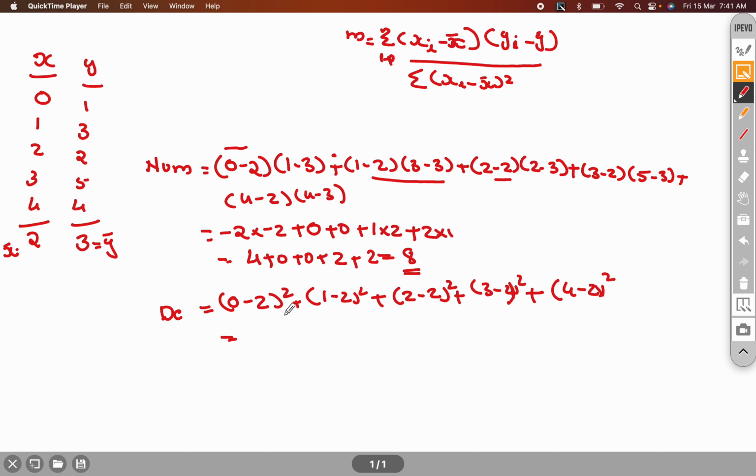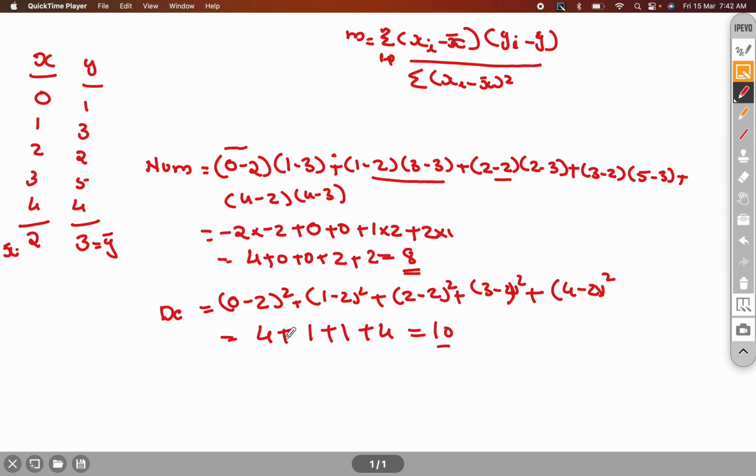So here this will be (-2)² which is equal to 4, plus this is 1 minus 2, that is 1 itself, 2 minus 2 this is 0, here we have 3 minus 2, that is 1, here we have a 1, and here we have 4 minus 2 all squared, that is 4. So this is equal to 10.